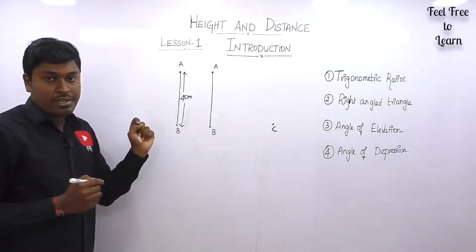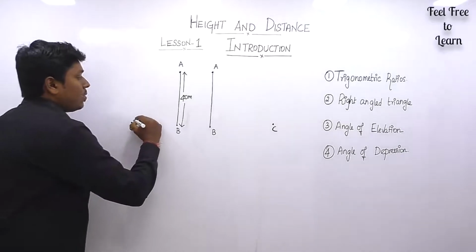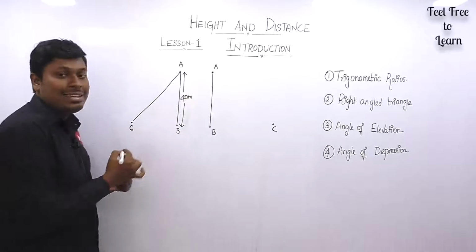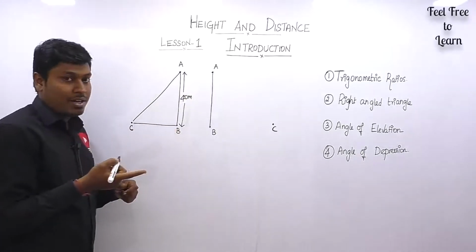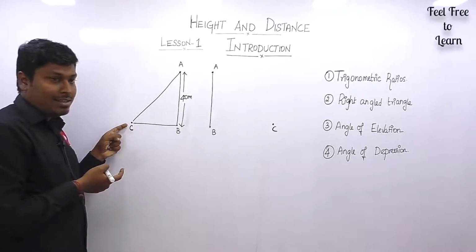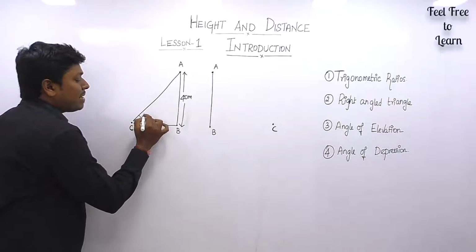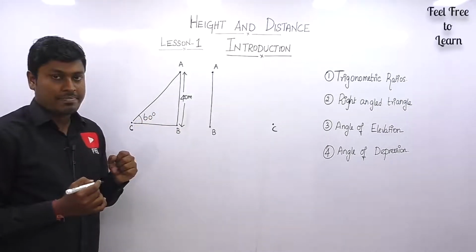looking at the top of the tower. Friends, listen carefully. From the point C, a man is looking at the top of the tower. So if the line of sight increases, then it is called the angle of elevation. Friends, got it? A man from the point C is looking at the top of the tower with an angle of 45 degrees. Example, I am saying with an angle of 60 degrees. So it is called the angle of elevation.